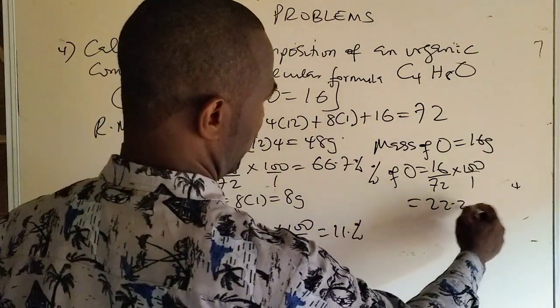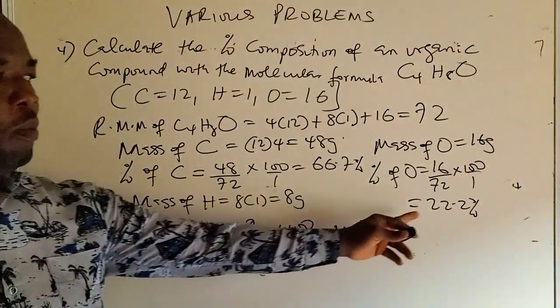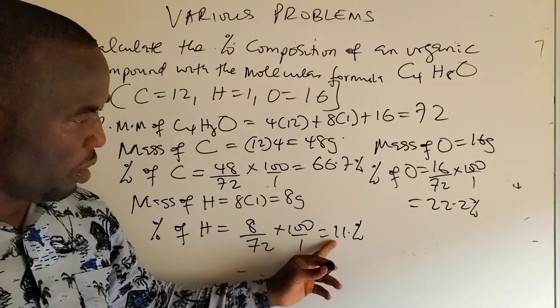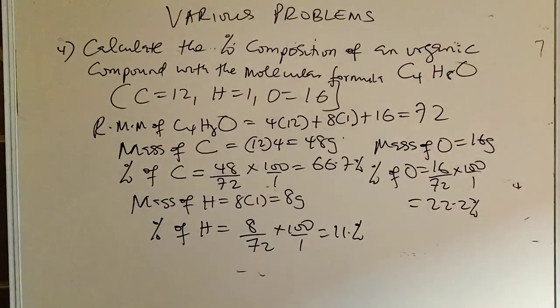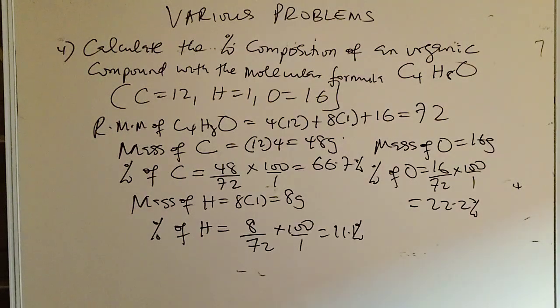To check whether you are correct, add the whole percentages. It's 66.7 plus 22.2 plus 11.1. You're going to get 100%. That shows that the solution is correct.